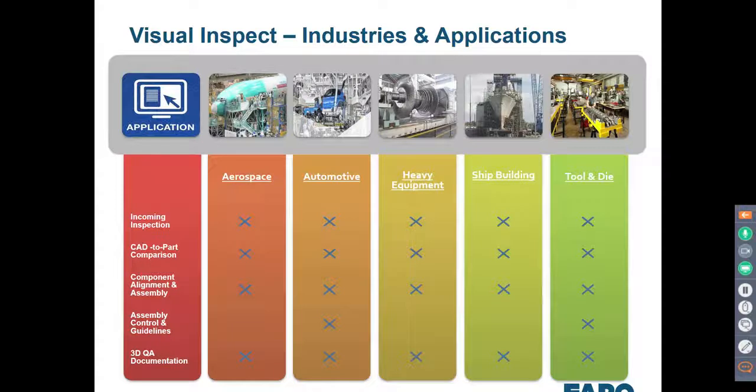So truly, you could see that not only is it incoming inspection, either pushed out to your suppliers and/or in your facility. Also, CAD to part, or basically the as-built to the CAD model comparison, component alignment and assembly support, assembly control and guidelines, and then obviously documentation, as we said, both in your plant and across your organization. So I would really say that we have X's across all of these applications in each of these market segments.